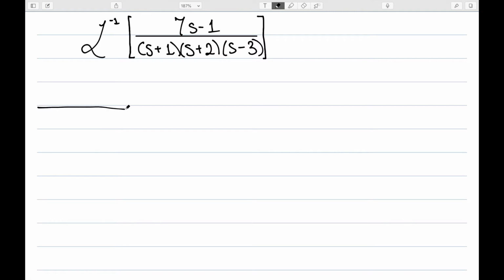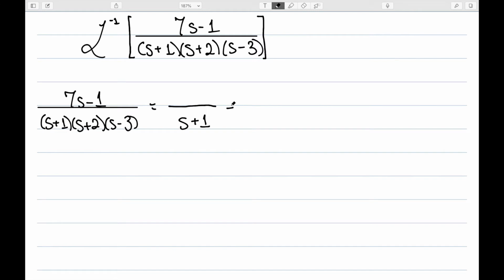So the way we do this is we're going to take our original fraction, (7s - 1) over (s + 1)(s + 2)(s - 3). And on the right-hand side, we're going to set up a fraction for every factor on the denominator. So an s + 1 fraction, an s + 2 fraction, and an s - 3 fraction. The tops will become our coefficients A, B, C. And so anytime we have the denominator being completely factored into linear terms with none repeated, this is how we need to set it up.